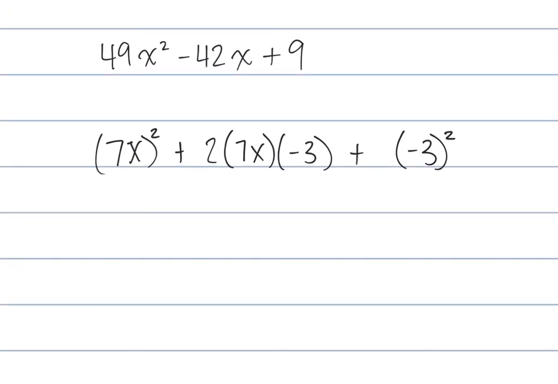All right. What's 7x times 7x? 49x squared plus 2 times 7x times -3. Well, 2 times 7 is 14, right? Yeah. 14 times 3 gives me -42x. And then plus 9.